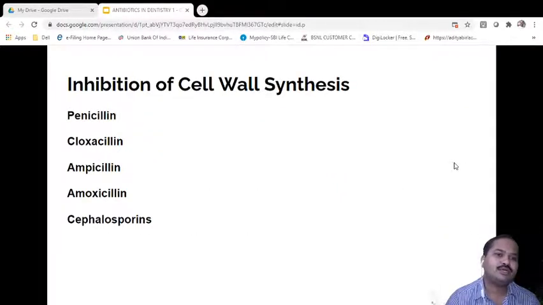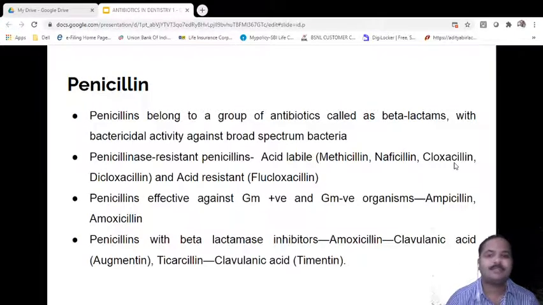Then we come to the other class of drugs which inhibit cell wall synthesis. Namely, we have drugs like penicillins, cloxacillin, ampicillin, amoxicillin, and cephalosporins. All these drugs inhibit cell wall synthesis itself, and these are common drugs which are utilized in odontogenic infections. So we start with the penicillin then.